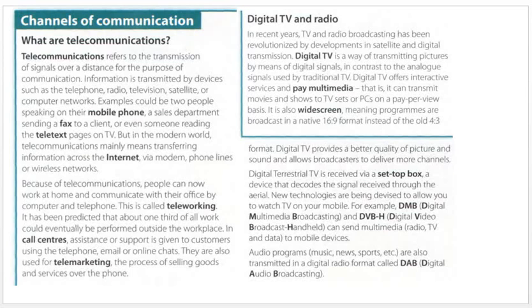But in the modern world, telecommunication mainly means transferring information across the internet via phone lines or wireless network. It's very easy. Today we have smartphones and smart apps. Because of telecommunication, people can now work at home and communicate with their office by computer and telephone. This is called teleworking. It has been predicted that about 1/3 of all work could eventually be performed outside the workplace. In call centers, assistance and support is given to customers using the telephone, email, or online chat. They are also used for telemarketing, the process of selling goods and services over the phone.